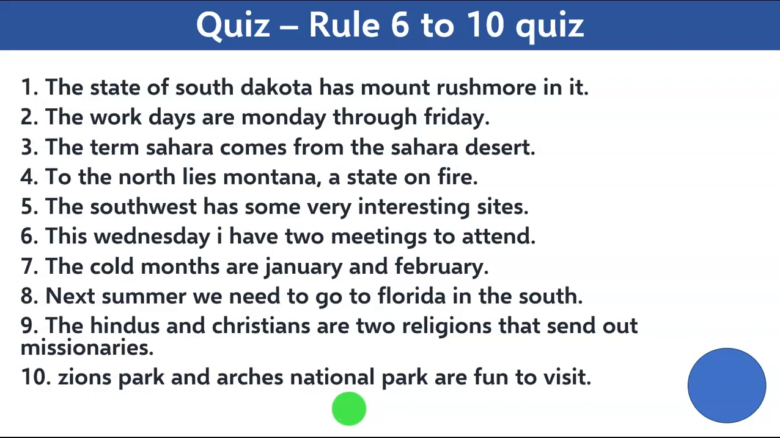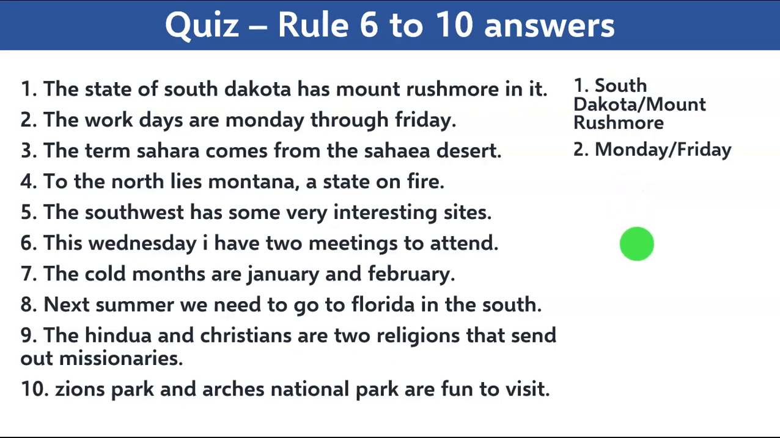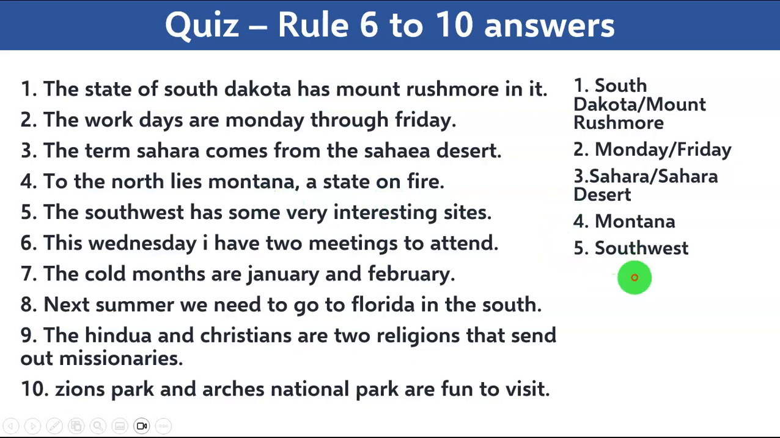All right, people, let us look at the answers. The state of South Dakota has Mount Rushmore in it. South Dakota and Mount Rushmore. Number 2, work days are Monday through Friday, Monday and Friday. Number 3, Sahara and Sahara Desert. Number 4, to the north lies Montana, a state on fire. Montana will be capitalized. Number 5, Southwest will be capitalized.